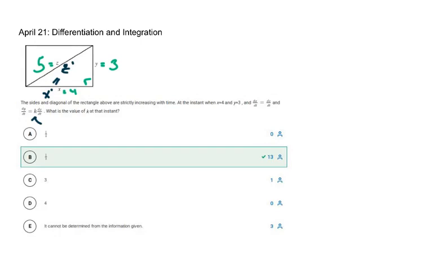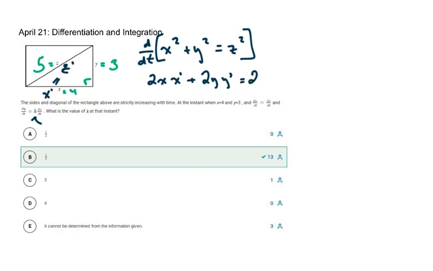So I'm going to use the Pythagorean theorem, which is x squared plus y squared equals z squared. When I take the derivative in terms of t, I ended up with 2x x prime plus 2y y prime equals 2z z prime. We know that x prime is equal to z prime. We know that y prime is equal to k z prime. And now we can solve.